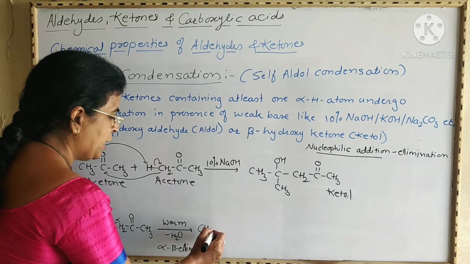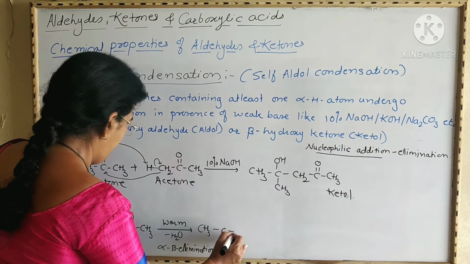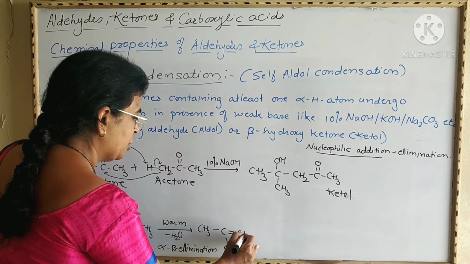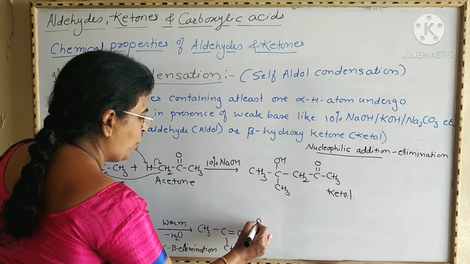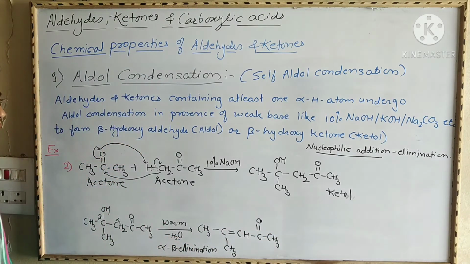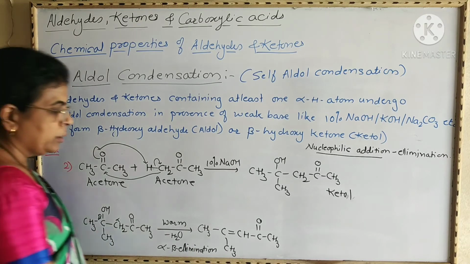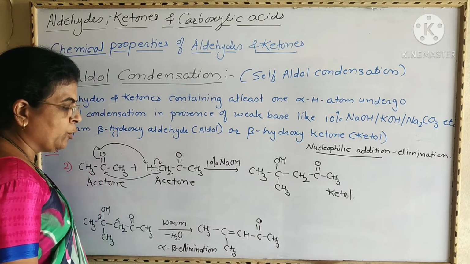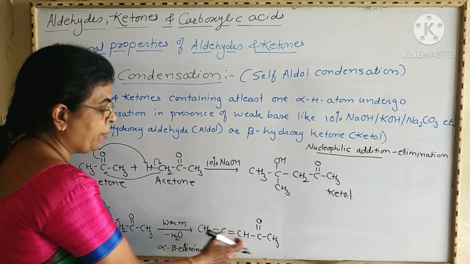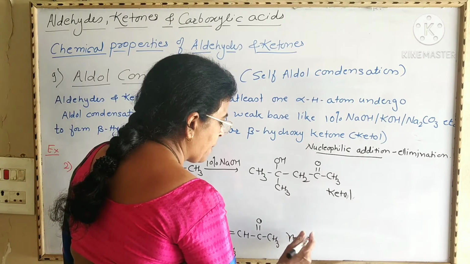To form CH3 C(CH3) double bond CH C double bond O CH3 plus H2O. H2O is written on the arrow, therefore minus H2O. Now this compound is an alpha beta unsaturated ketone. The name of this alpha beta unsaturated ketone is mesityl oxide.